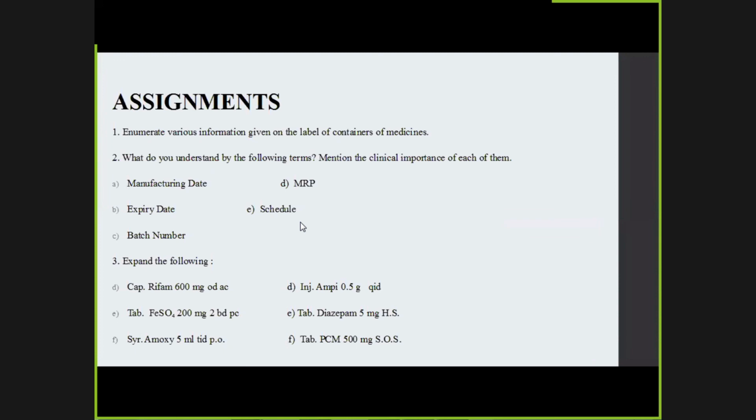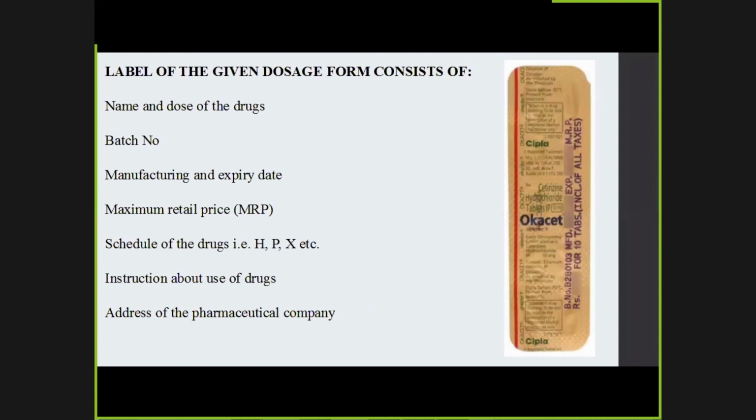Clear? And these are your assignments for today's practical. You can take a screenshot of this. You can have a rough draft, and whenever you have your journals with you, you can write these assignments in your journal itself. First is enumeration of various information given on the label of the containers of medicines. So that is your previous slide, all these things.